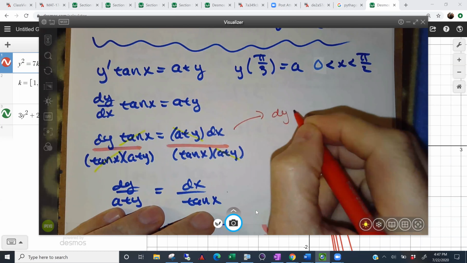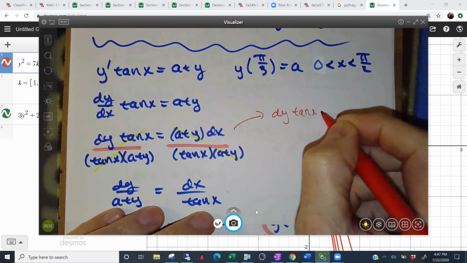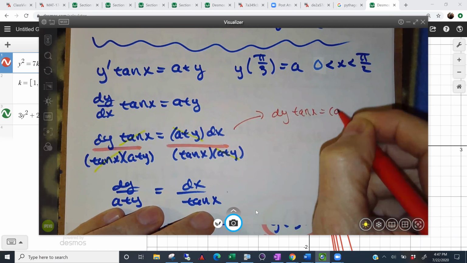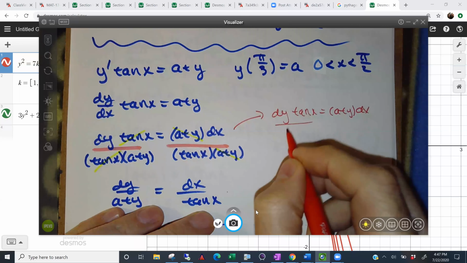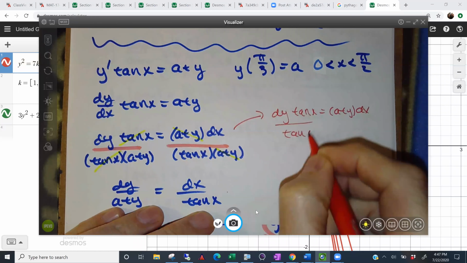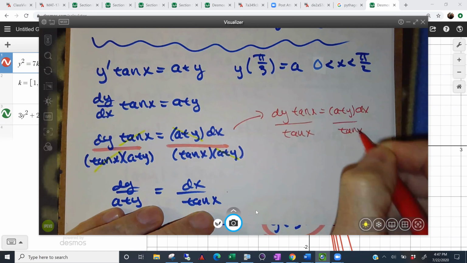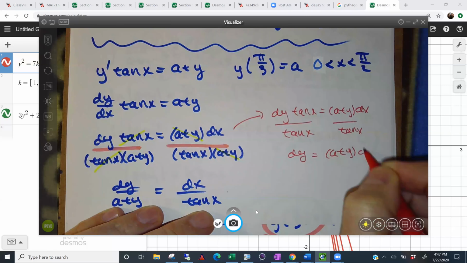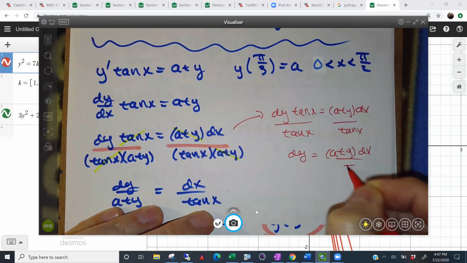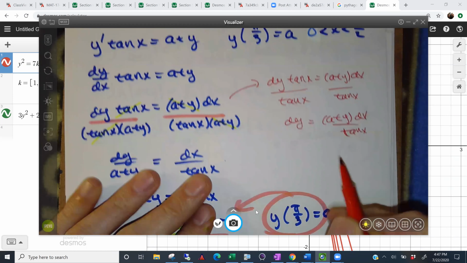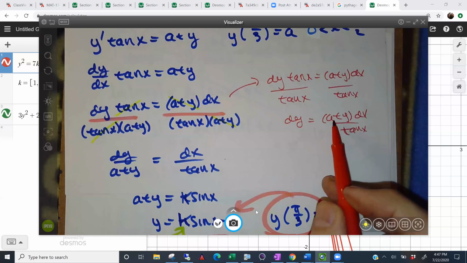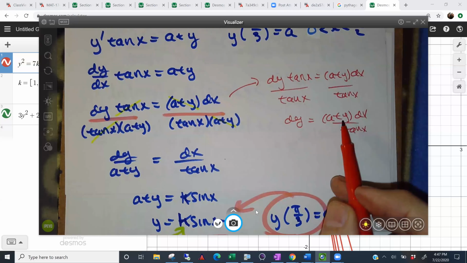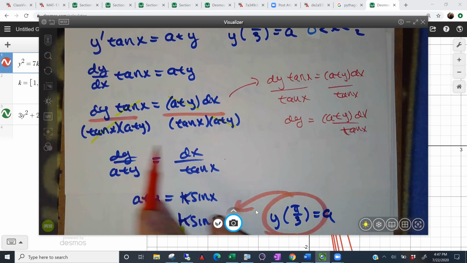dy by tangent of x equals a plus y times dx. I could start by dividing both sides by tangent of x. And that would give me dy equals a plus y times dx over tangent of x. And then I could finish by multiplying both sides by 1 over a plus y. And that would give me this down here. So I was perhaps a little too cutesy in simplifying things in one step. Maybe I should have done it in both steps.